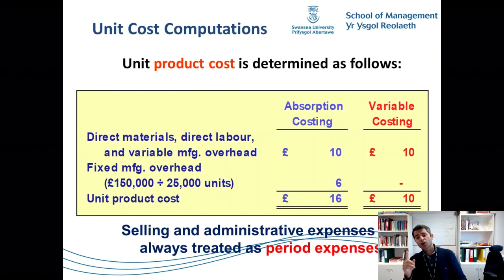Under variable costing, you need to include only what? Only the variable element, which is the £10. Do we include the fixed manufacturing overhead per unit? No, we don't. Why don't we? Because if you remember, we classify it as what? As a period cost. Remember this, please.